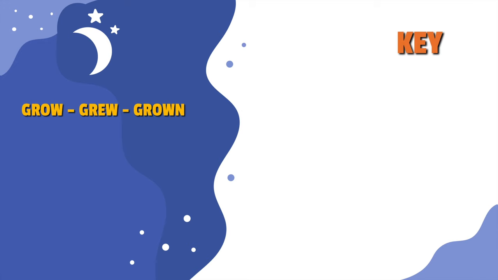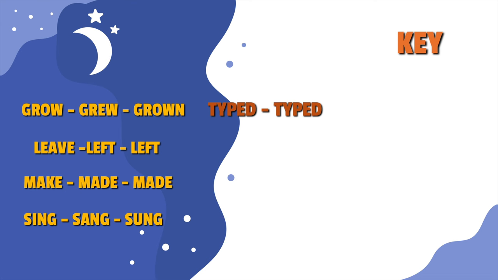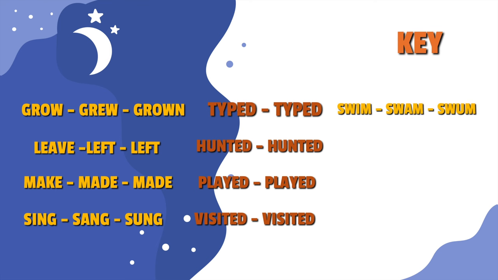So this will be your key. Grow, grew, grown. Leave, left, left. Make, made, made. Sing, sang, sung. Type, typed, typed. Regular. Hunt, hunted, hunted. Regular. Play, played, played. Visit, visited, visited. Those are regular. Swim, swam, swum. Irregular.